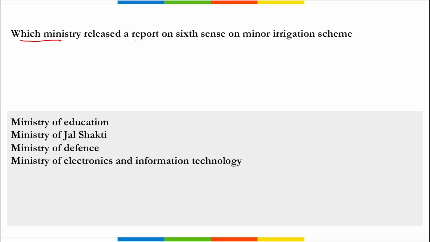Next, which ministry released a report on the 6th census on minor irrigation scheme? So it is the Ministry of Jal Shakti, right? They have recently released a report on the 6th census on minor irrigation scheme. This report provides detailed information about various parameters of this project in India. The report will be useful for planners, researchers, agriculture and groundwater scientists that are concerned with the development of irrigation and agriculture economy of India. So the right option here is Ministry of Jal Shakti.